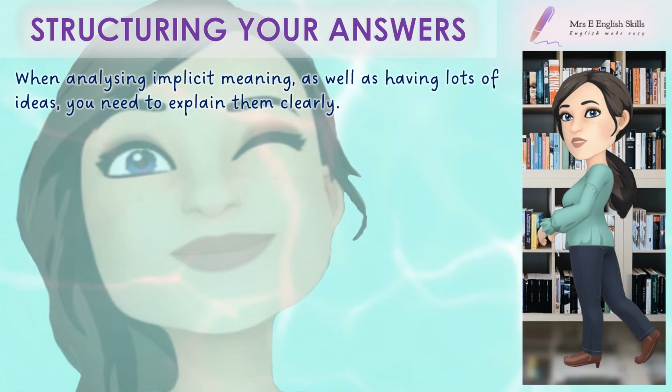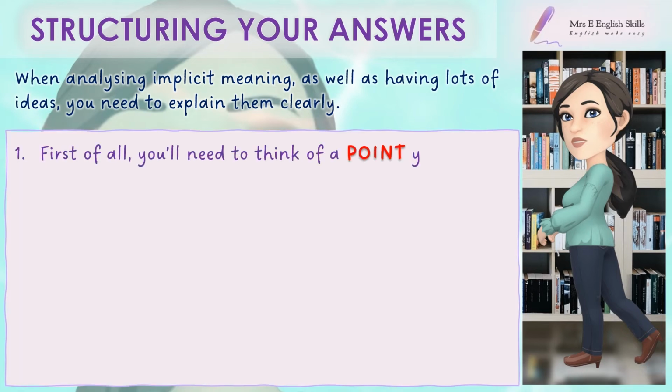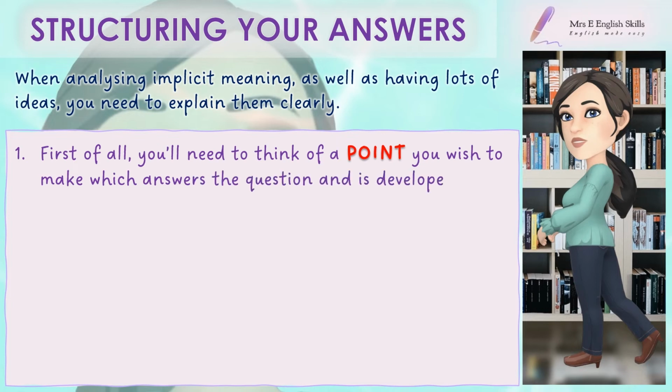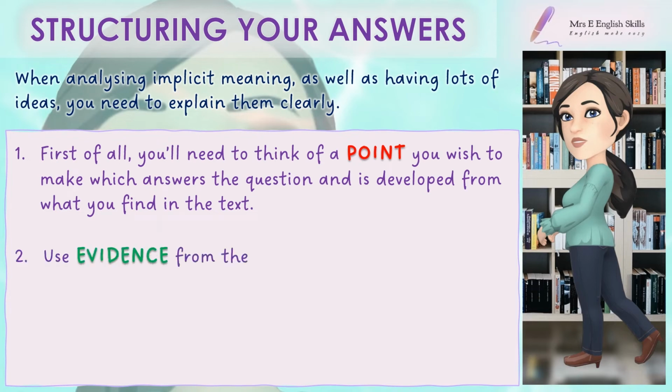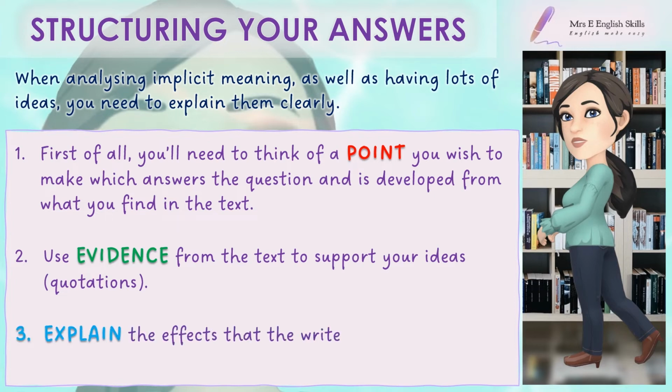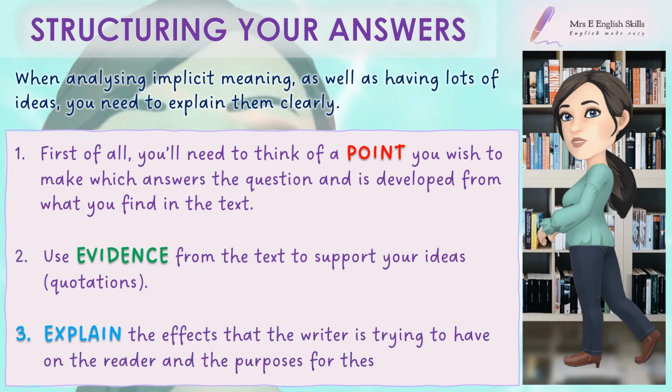for short. So first of all, you'll need to think of a point you wish to make which answers the question and is developed from what you find in the text. Next, you would use evidence from the text to support your ideas in the form of quotations. Then you would explain the effects that the writer is trying to have on the reader and the purposes for these by using that quotation or that technique or whatever it is in your point that you have picked up.